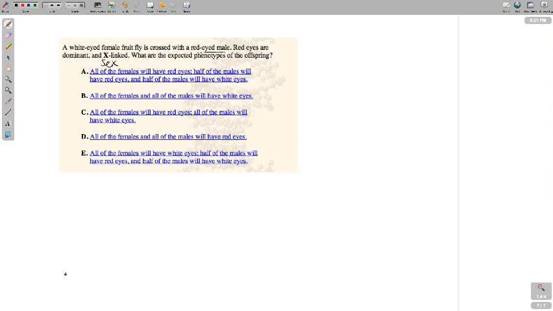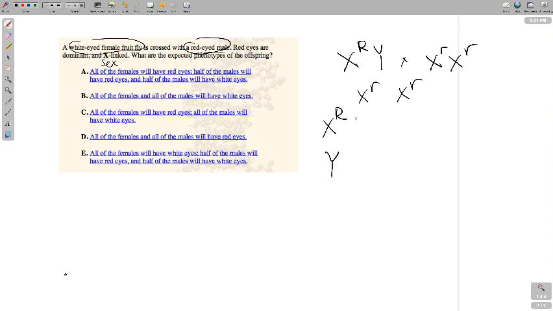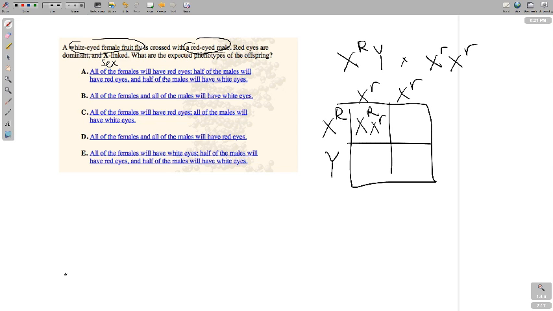All right, so white-eyed female, red-eyed male. If it's a red-eyed male, then we know what he is. And we're crossing it with a white-eyed female. We just did this cross, so let's do it again. X big R, X little r. Let me make my Punnett square. Let's just do them real quick and then we'll answer the question. X little r Y, X little r Y. Same thing. The boys will be colorblind, the girls will be carriers.